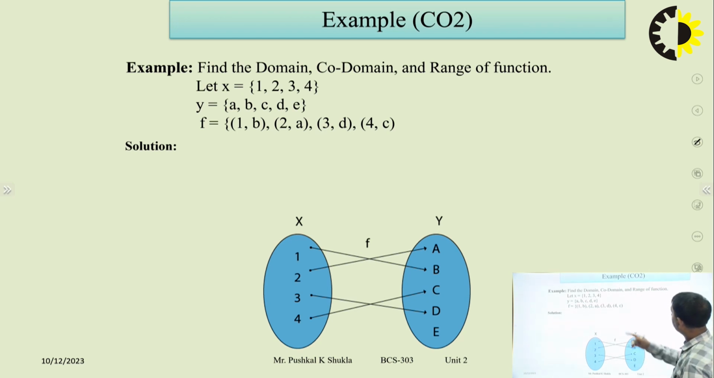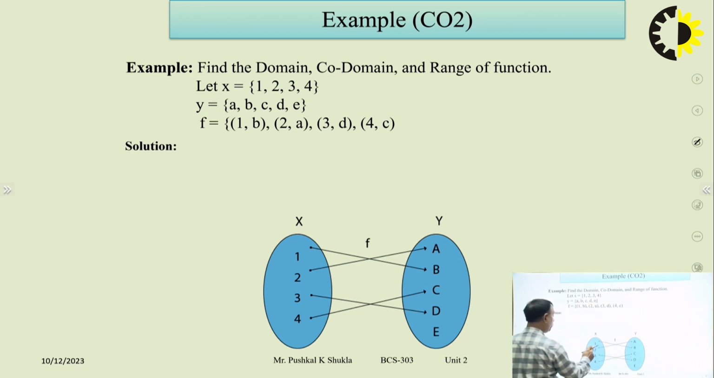Now, come to this example. Find the domain, codomain and range of the function. Let X equal 1, 2, 3, 4, Y equal a, b, c, d, e, and the function is given as 1b, 2a, 3d, 4c. So here the domain is 1, 2, 3, 4. The codomain is a, b, c, d, e and the range is a, b, c, d.